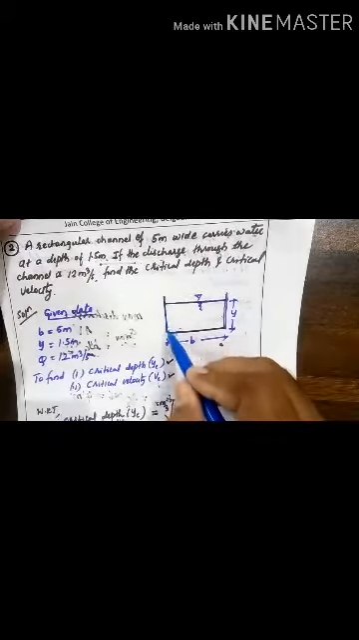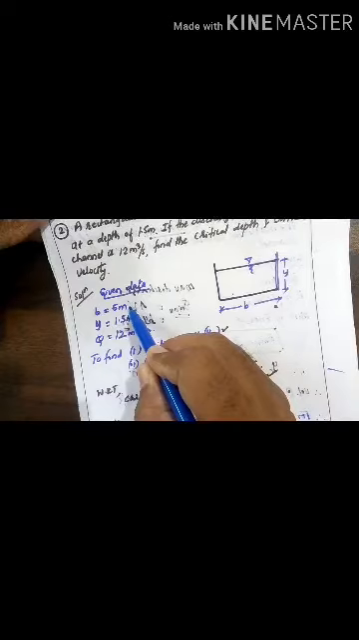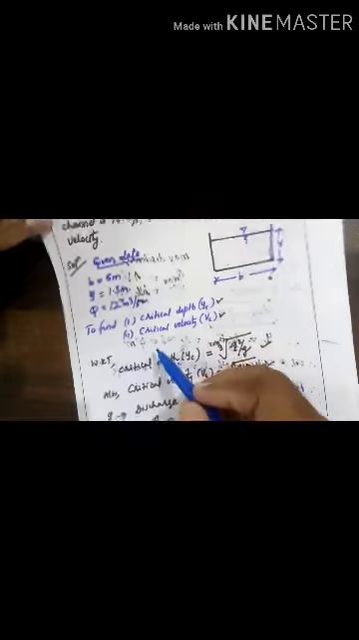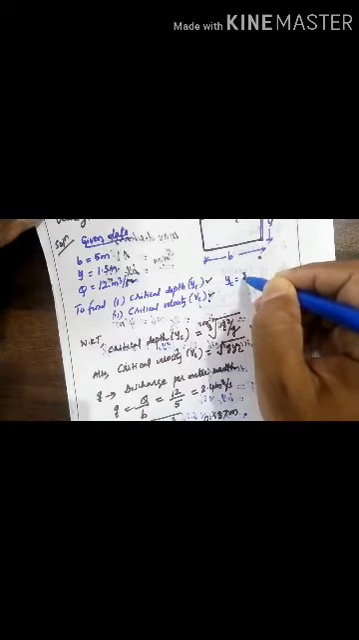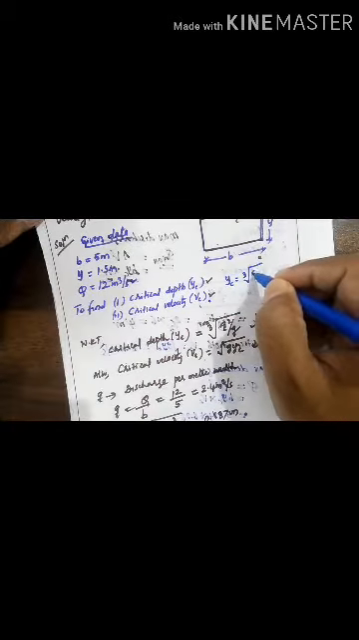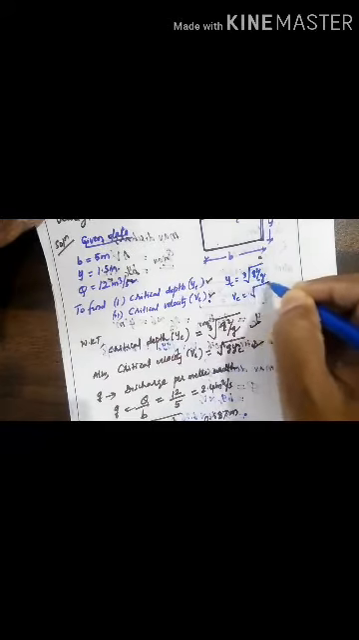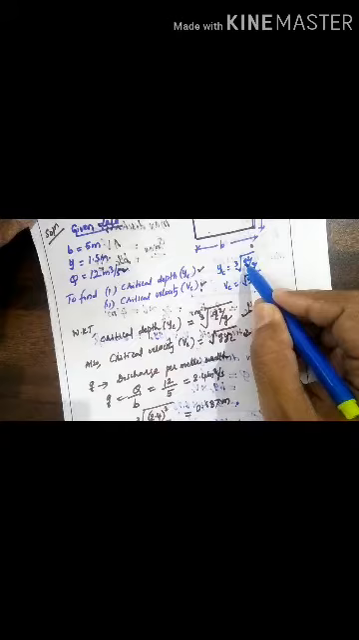So here the channel section is given. This is a rectangular channel section of width b and depth y. The data is given here: width of the channel is 5 meter, depth of flow is 1.5 meter, and discharge is given. So to find the critical depth in a channel as well as the critical velocity, we know the formula for critical depth: YC is equal to cube root of q square by g, as well as VC, we know that one, square root of g into YC. So to calculate this critical depth, we need to calculate small q.